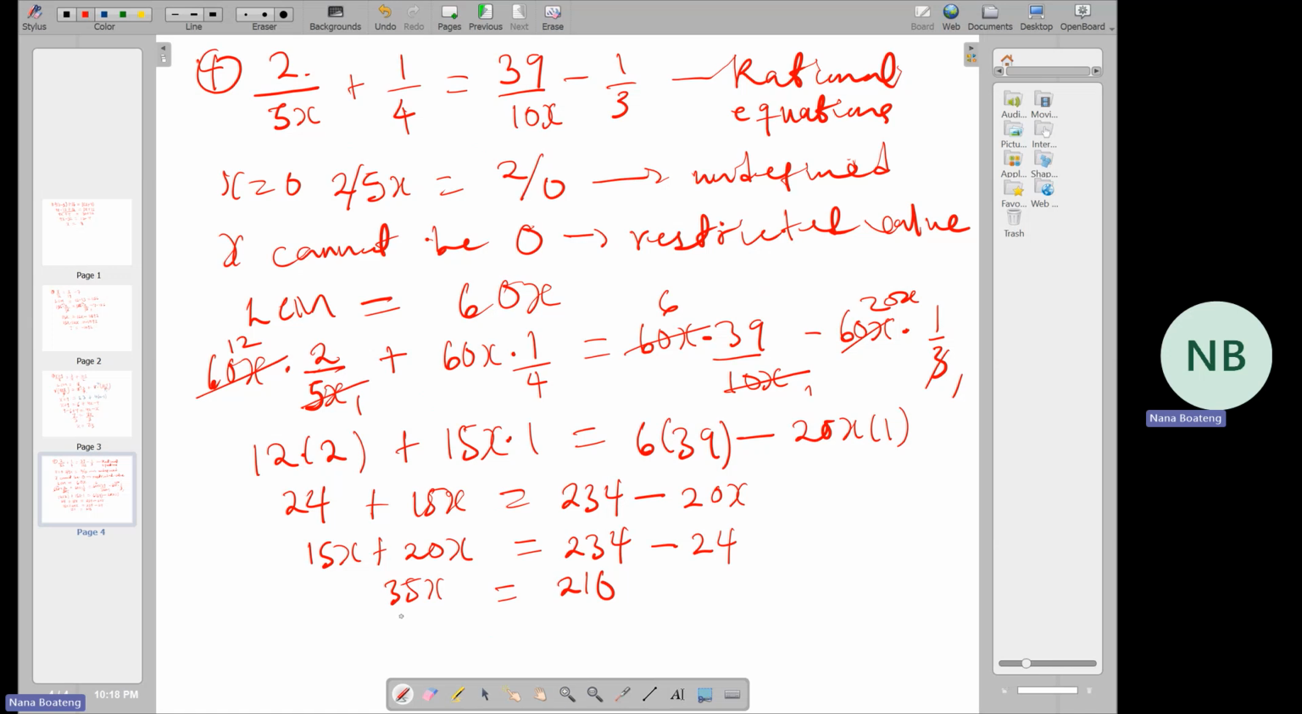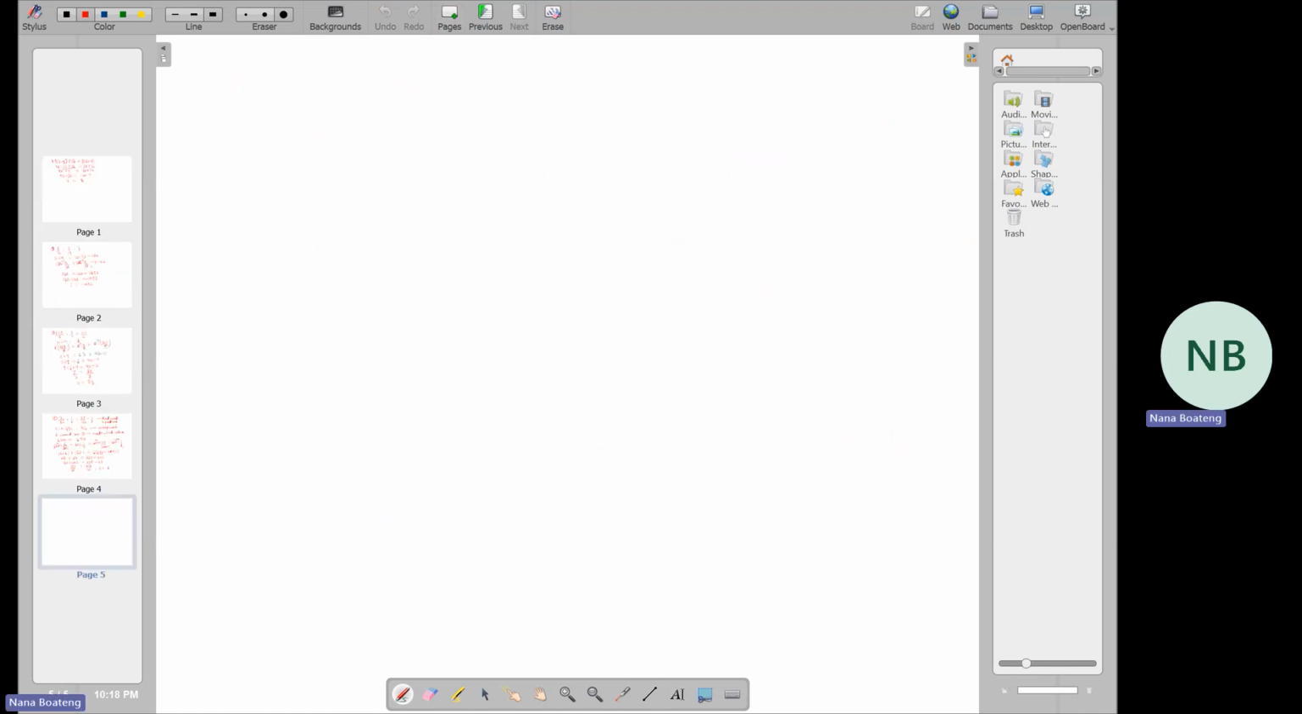And after this step, we divide both sides by 35, and that gives us x is equal to 6 as our solution. All right, let's move on to the next example, example 5.